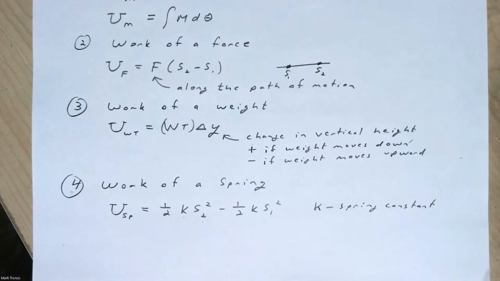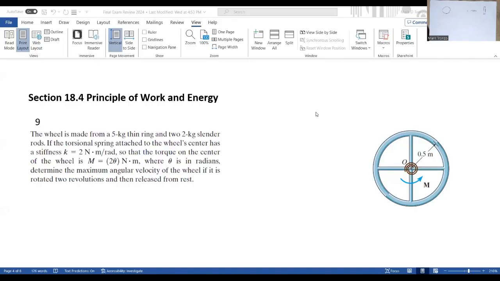So now let's take a look at some problems. So let's take a look at this problem. The wheel is made from a 5-kilogram thin ring and 2-kilogram slender rods. If the torsional spring attached to the wheel's center has stiffness 2 Newton-meters per radian, so that the torque at the center of the wheel is given by M equals 2 theta, where theta is in radians. Determine the maximum angular velocity of the wheel if it is rotated 2 revolutions and then released.